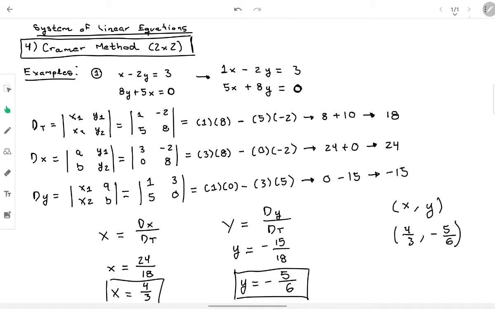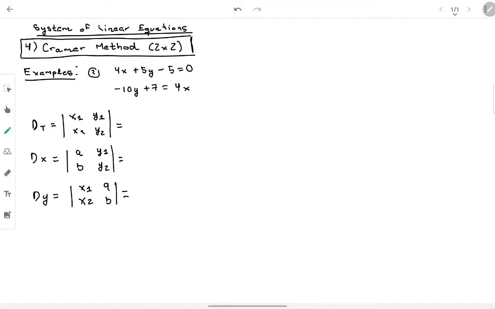Let's see one other example. So let's see, for the next system, I will leave the determinant formulas there because we will use them. For the next system, remember, the first step is we need to order our equations. So the first one is going to be 4x plus 5y equals 5. The second one is going to be minus 4x minus 10y equals minus 7.